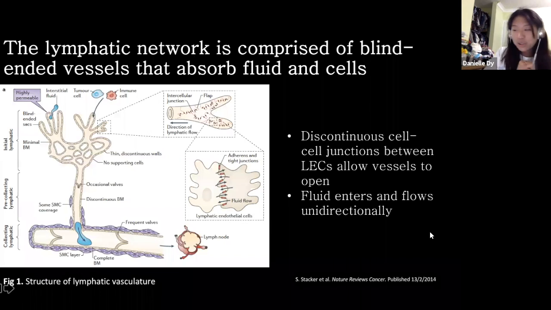We're going to start with a crash course in the lymphatic system. Lymphatic vasculature plays an essential role in tissue fluid homeostasis, in immune functioning, as well as the absorption of dietary fat. To go over a brief overview of its structure, it is a network comprised of blind-ended vessels. You can see here the blind-ended vessels, the sacs, and you can see how interstitial fluid as well as cells can enter through these permeable layers, and they travel unidirectionally through the different types of lymphatic vessels that we have.